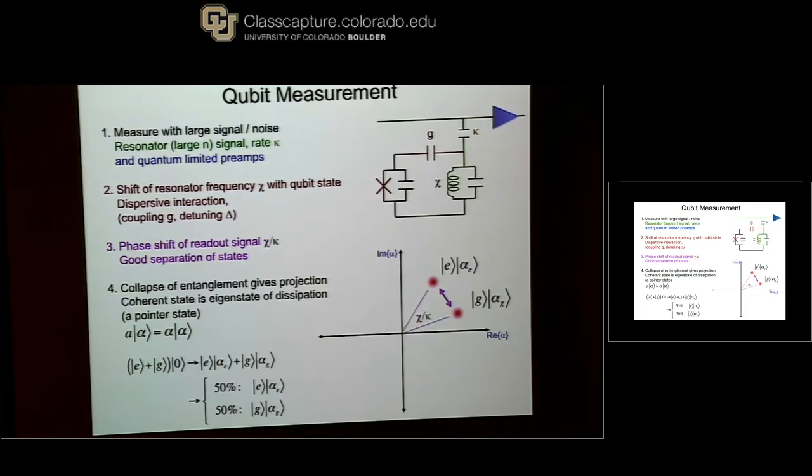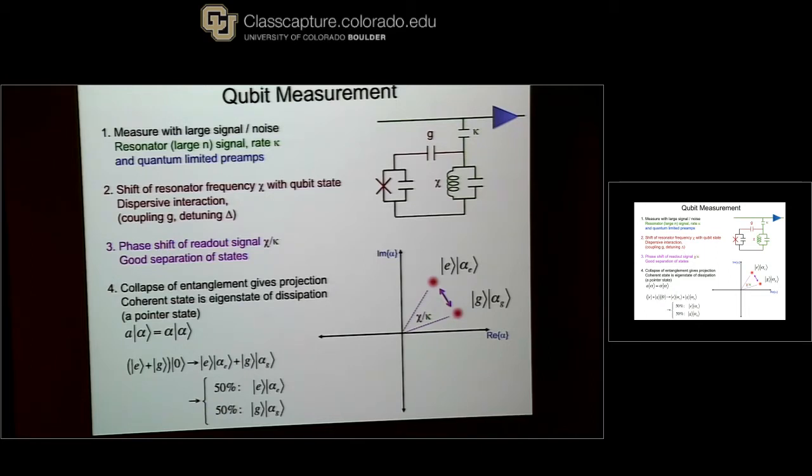Okay, how do we measure our qubits? Remember I said that if the qubit is a nonlinear oscillator, you should be able to measure the state of the qubit by measuring its oscillation frequency. If it's in the ground state or an excited state, it has a different oscillation frequency, and you should be able to directly measure that.